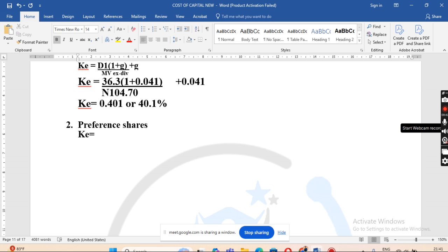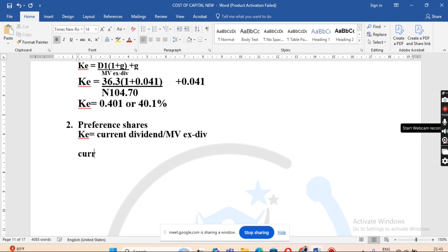Current dividend divided by the market value SD of the preference shares, right? Now, don't forget that the current, let me bring them out.